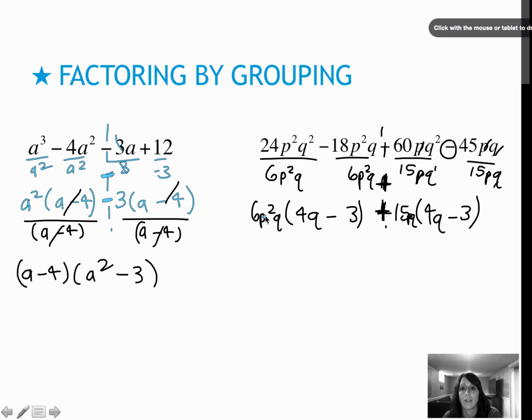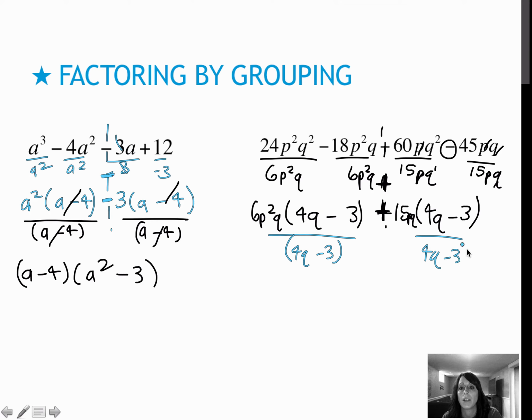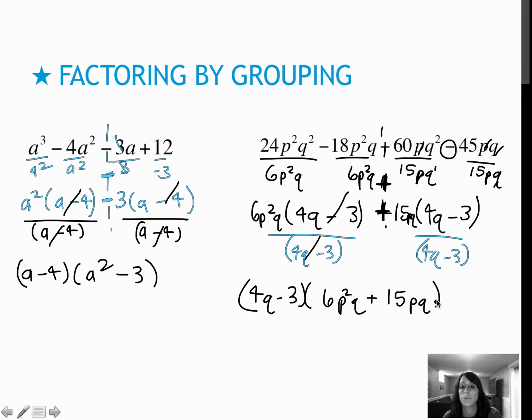Again, it looks like I've got a common factor of 4q minus 3 on both terms. When I reduce, again, keeping that 4q minus 3 out front, that leaves me with 6p squared q plus 15pq. And typically, that's where we would be done.